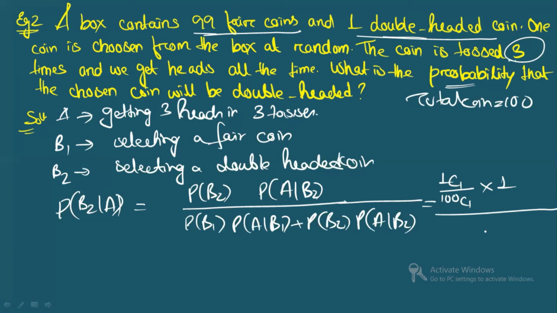Clear? So now you see, plus this term will be the same, 1 combination 1 over 100 combination 1, into 1. So now you will see the probability of selecting a fair coin. You have 99 fair coins, only one coin is selected. So this is the favorable.